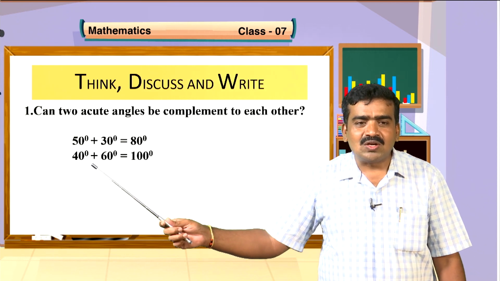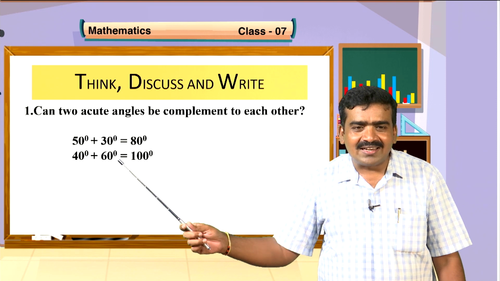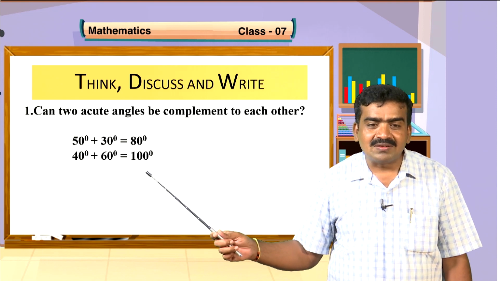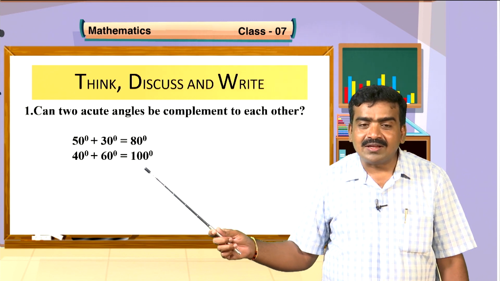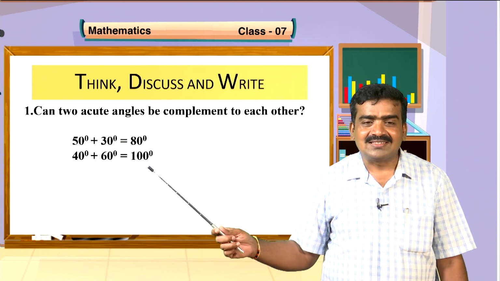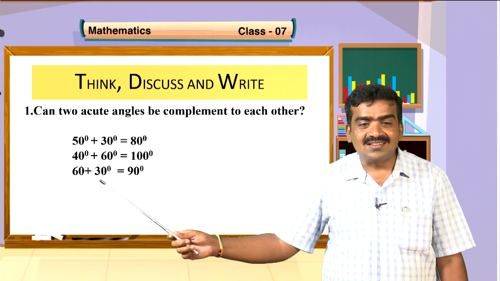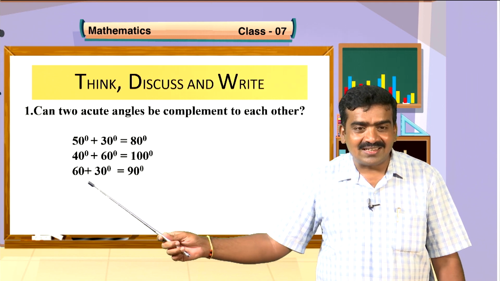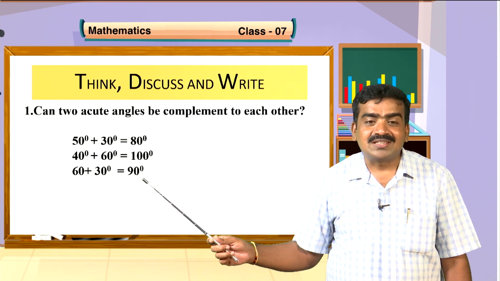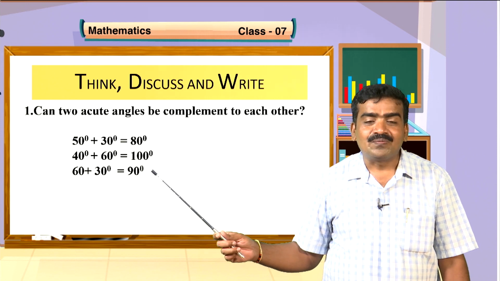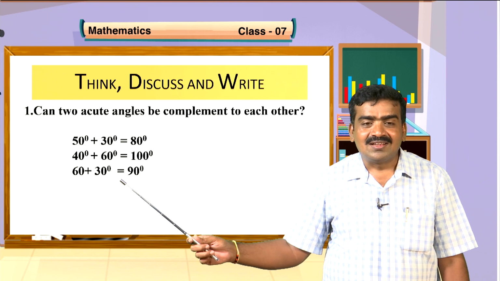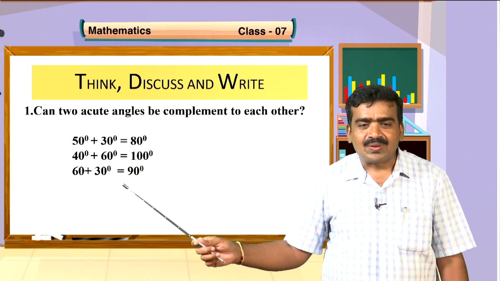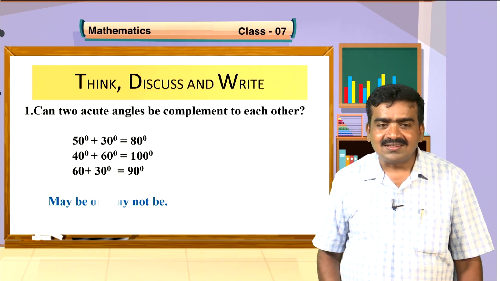Let us take another two acute angles like 40 degree and 60 degree. What will it give us? It is 100 degree. In this case also, it does not give us complementary angles. Then let us take another two acute angles like 60 degree and 30 degree, which gives us 90 degree. Therefore, these two are nothing but complementary angles. By seeing these three, what conclusion can we draw?